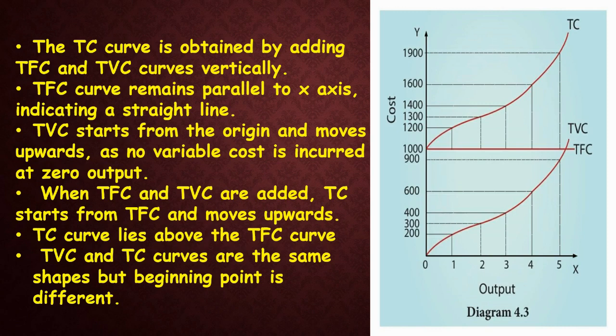Now we can say that it should be noted that both TVC and TC increase initially at a decreasing rate and then increase at an increasing rate. Here decreasing rate implies the rate at which the cost increases with respect to the output is less, whereas increasing rate implies the rate at which cost increases with respect to the output is more.